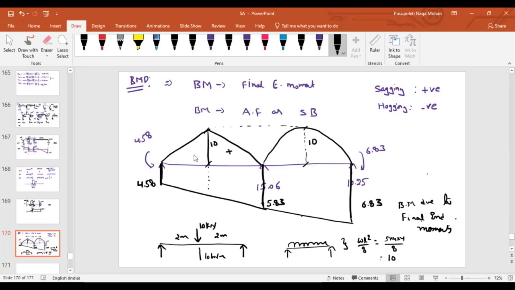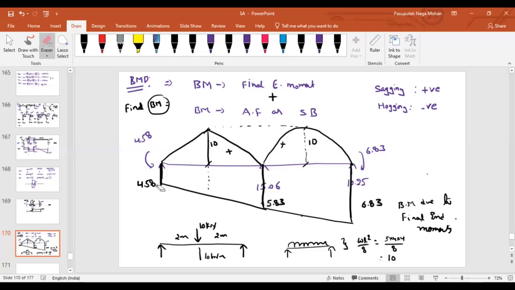So this is everything, it is positive, and at the bottom, everything is negative. Generally, in a bending moment diagram, to find the bending moment value at any point, you have to add these two values: the bending moment due to final moments, and the bending moment due to the simply supported beam. That is your bending moment value at any point.